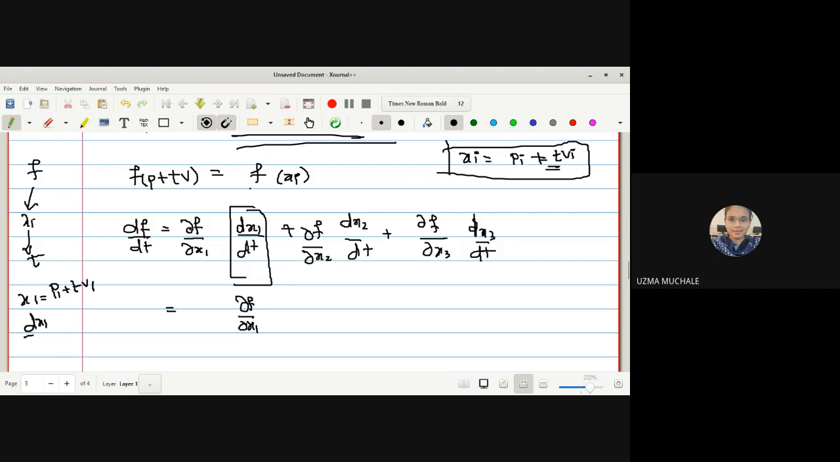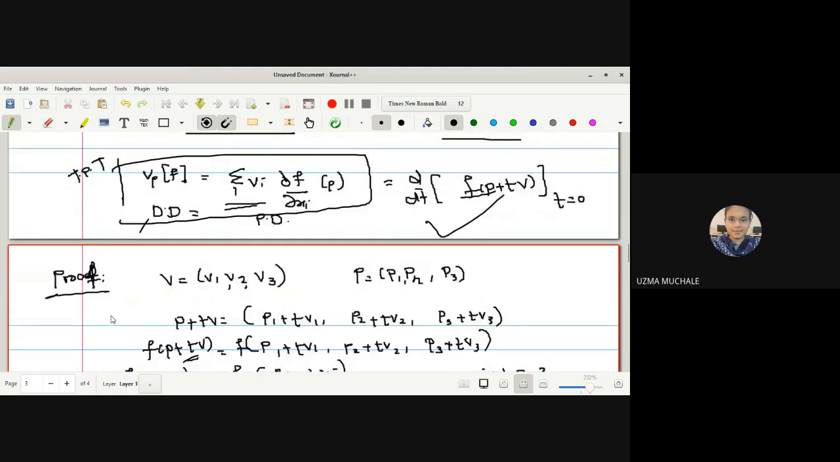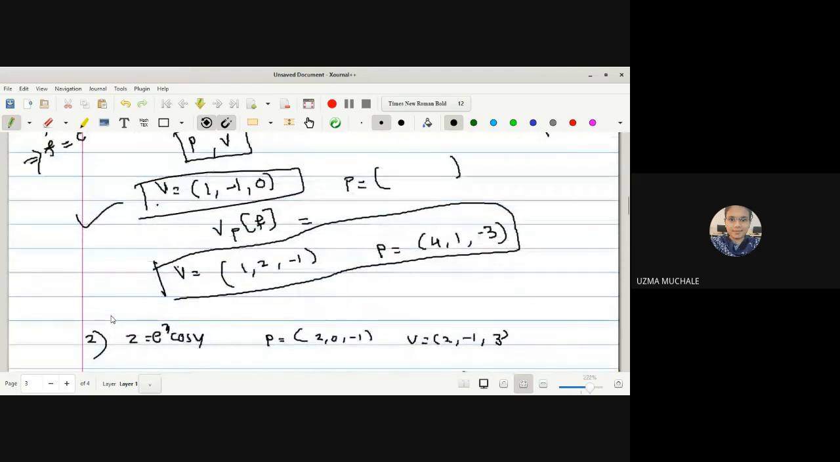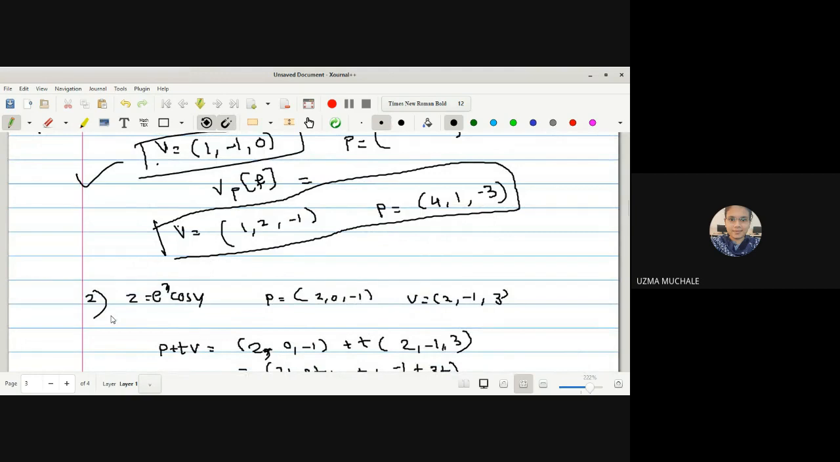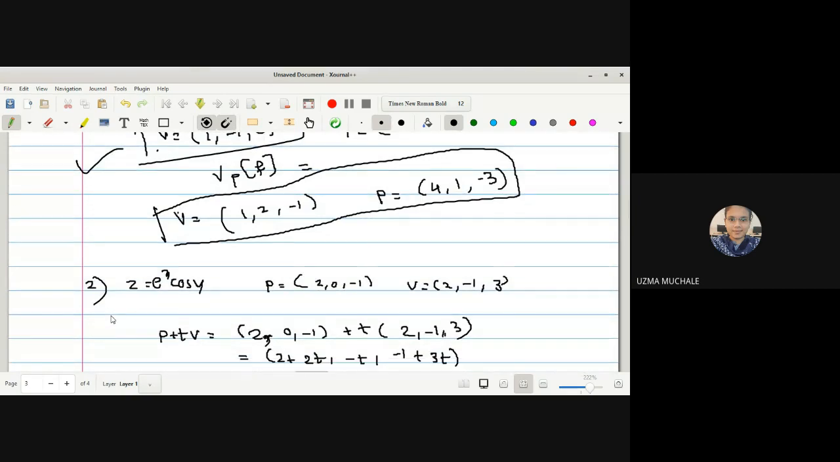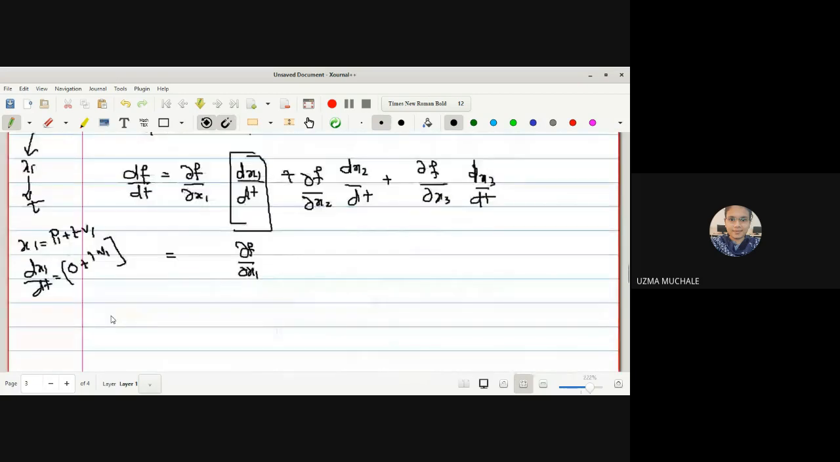What is dx1 by dt, derivative of x1 with respect to t? What will p and v, v1, be? They are constant terms, no? Derivative with respect to t: here we get 0 plus derivative with respect to t of t into v1 as it is. Correct? What are p1, v1? These are simply the coordinates, just like in the example we have seen. Coordinates of p and v. These are simply your real numbers. So what is the derivative of those constant terms? These are 0. But v1 as it is, derivative with respect to t here is 1.